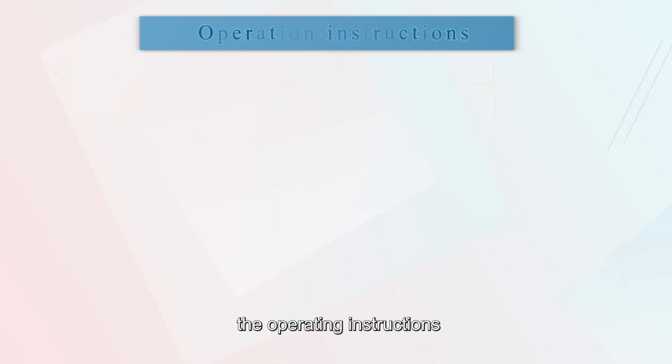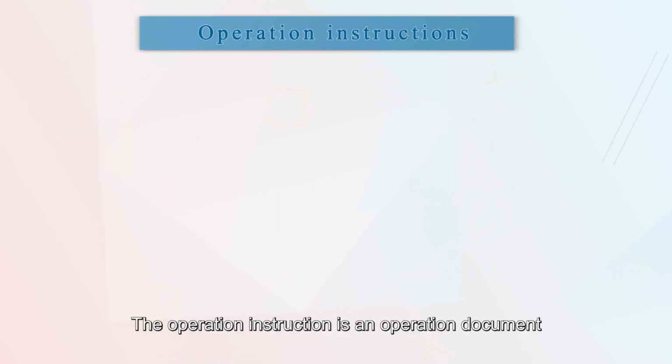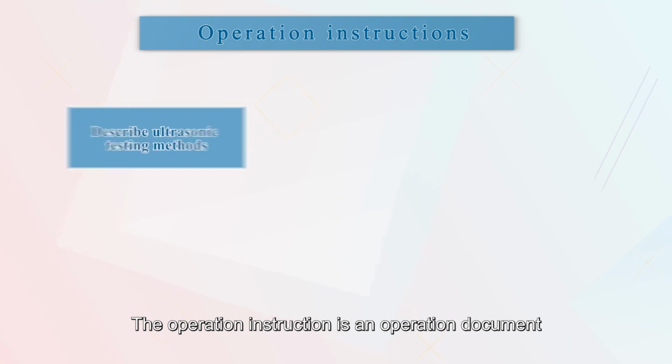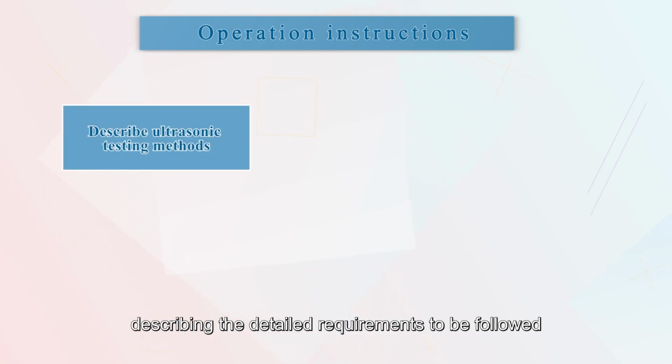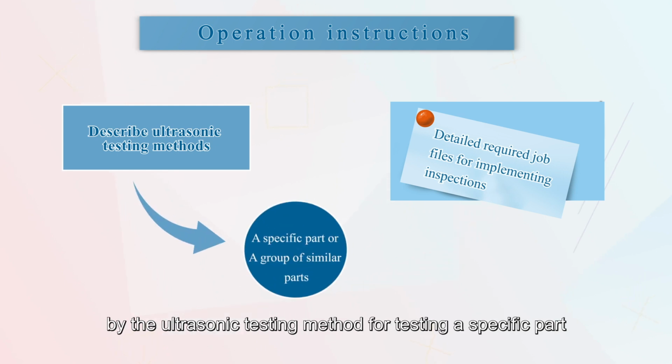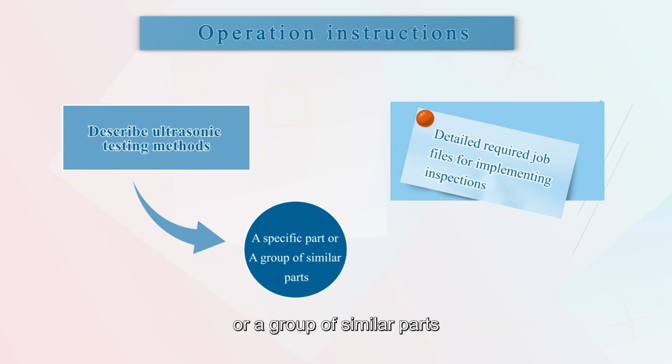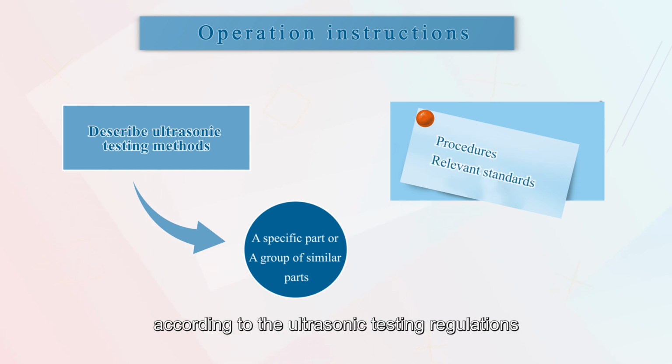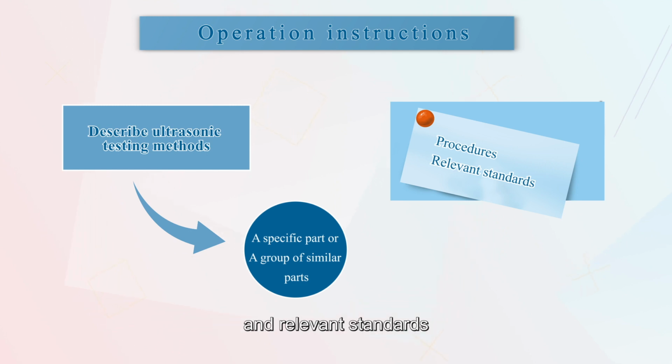Second, the operating instruction. The operation instruction is an operation document describing the detailed requirements to be followed by the ultrasonic testing method for testing a specific part or a group of similar parts. It is usually issued by qualified personnel of level 2 and above of the relevant method according to the ultrasonic testing regulations and relevant standard.